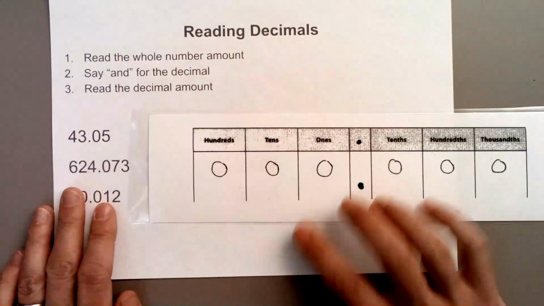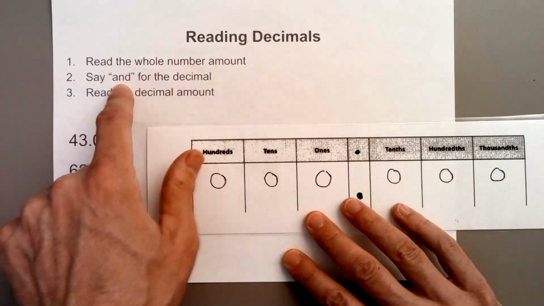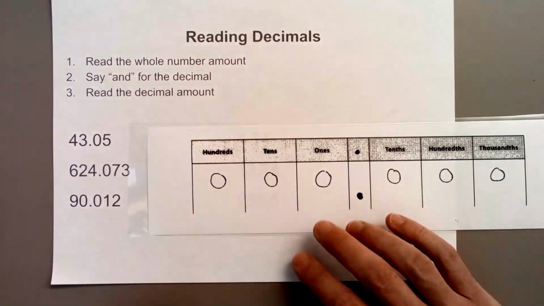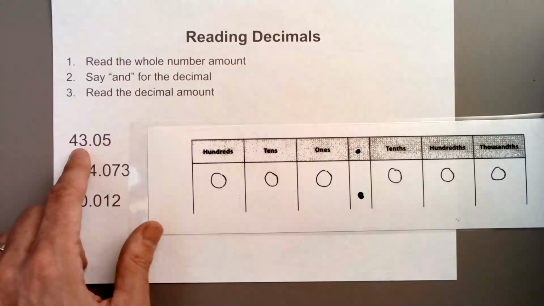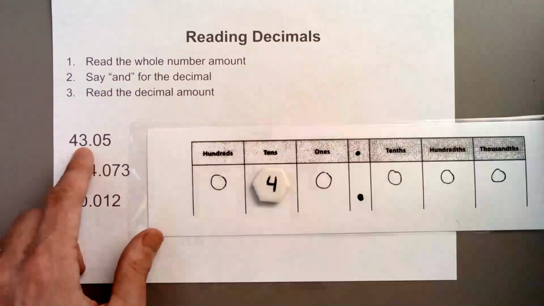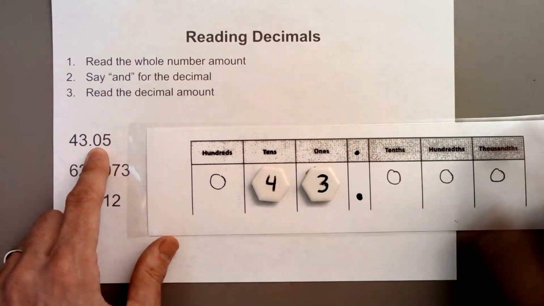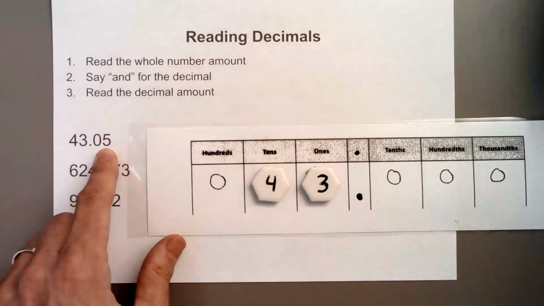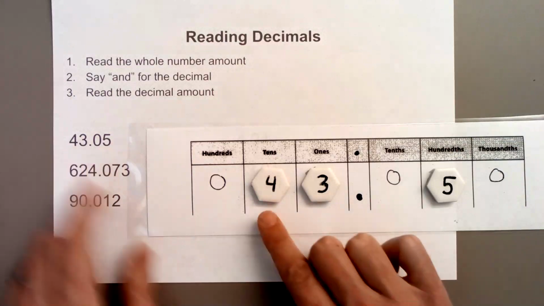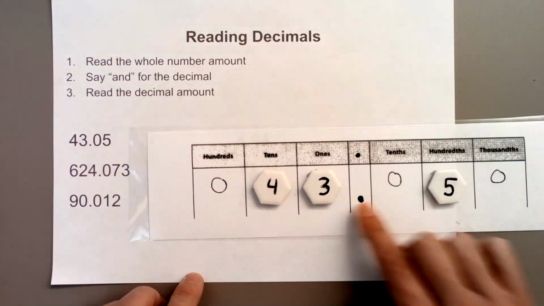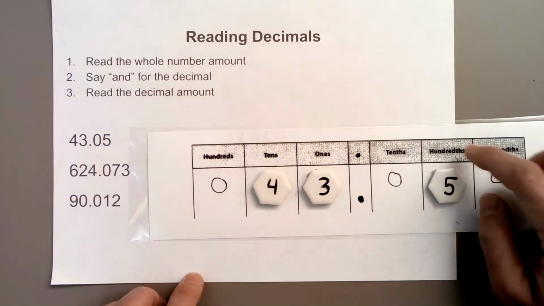What we're going to do when we read these decimals, we're going to read the whole number amount first, say "and" for the decimal, and read the decimal amount. That's what you do every time you read a decimal. I'll use my place value chart to make these numbers. So I see a 4 in the tens place, a 3 in the ones place, a 0 in the tenths place, so I don't need another number tile, and a 5 in the hundredths place. So this number is 43 and 5 hundredths, right? The 5 was in the hundredths place, so we say 5 hundredths.